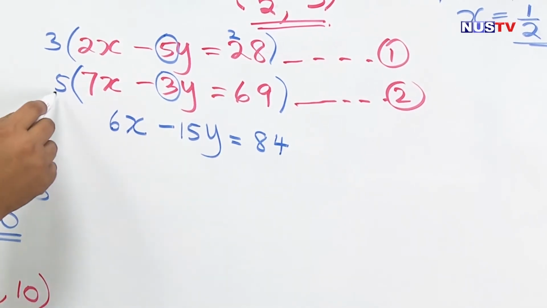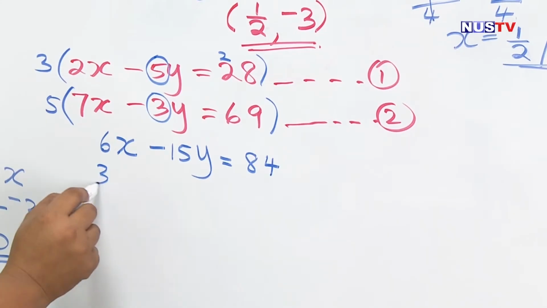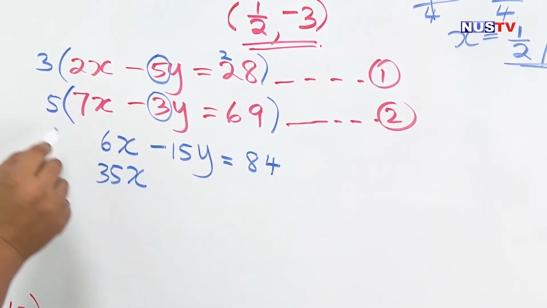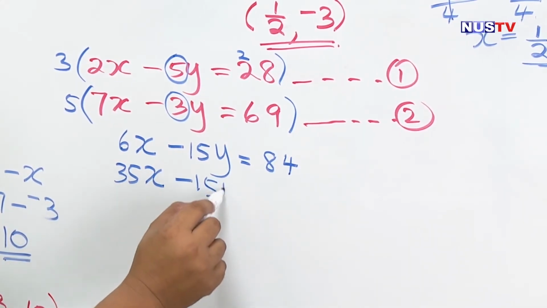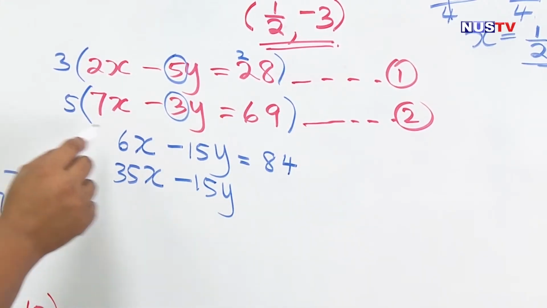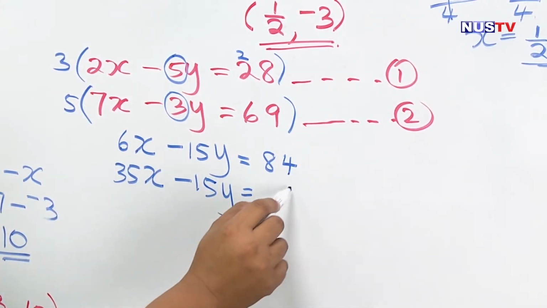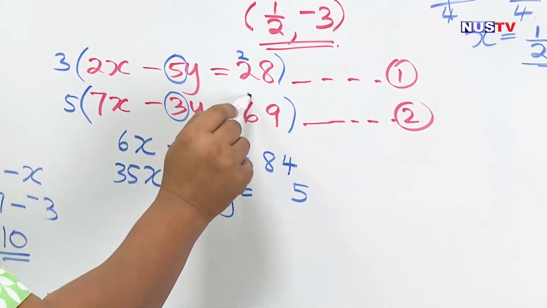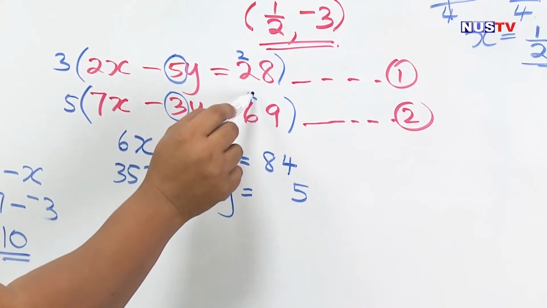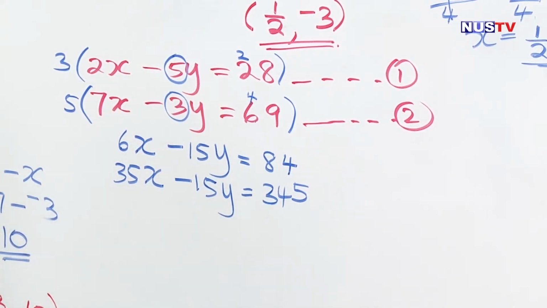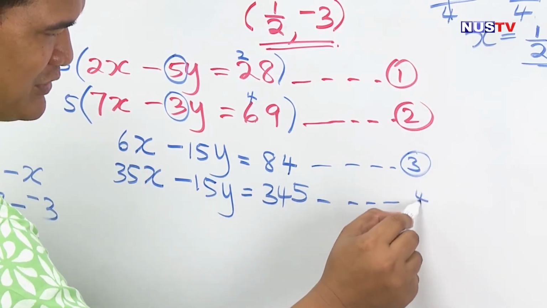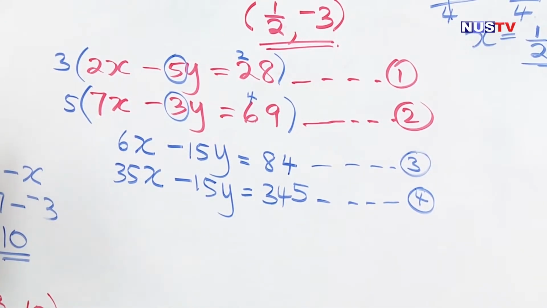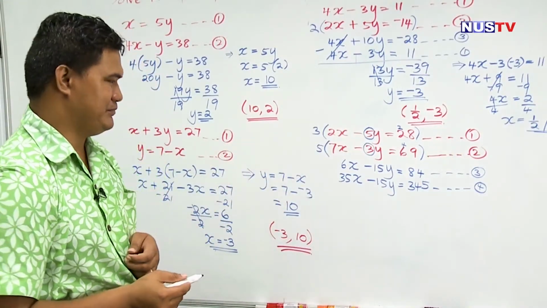And then for the second equation, we have 5 times 7x, that will be 35x. 5 times negative 3y will be negative 15y. And then 5 times 69, 5 times 9 is 45, so 5 carry 4, and 5 times 6 is 30, plus 4 will be 345. So now let's name this as our equation 3, and this one will be equation 4, in order for us to distinguish between our different equations.